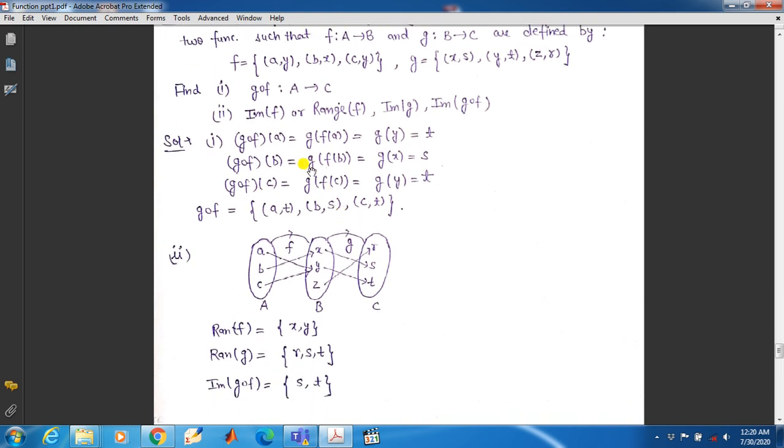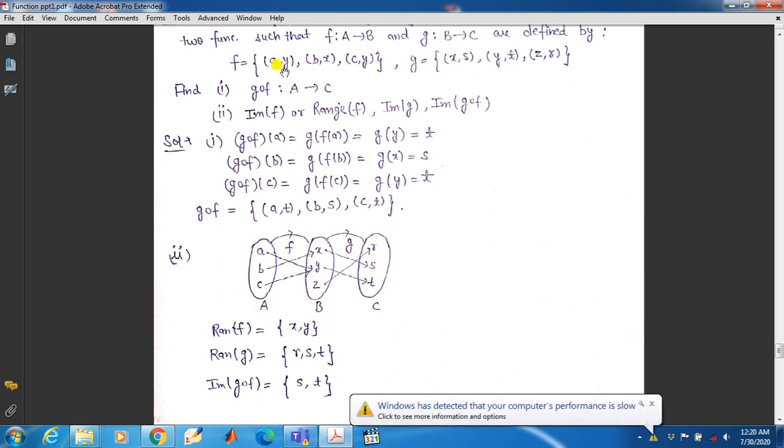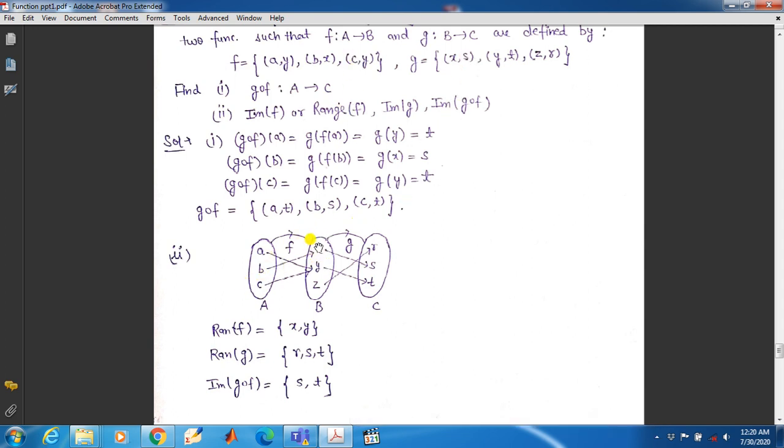For the second part, you need to find the range of f. You can draw the relations or the functions here. f is from A to B and g is from B to C. Write down the elements a, b, c for A, x, y, z for B, and r, s, t for C. For f, a is mapped to y, b is mapped to x, and c is mapped to y. Similarly for g, x is mapped to s, y is mapped to t and z is mapped to r.